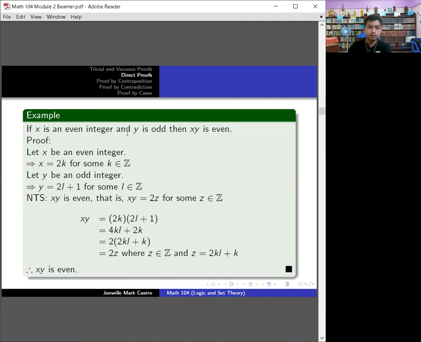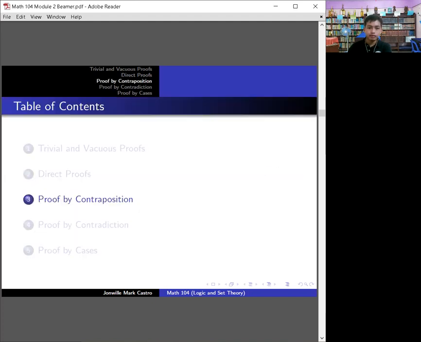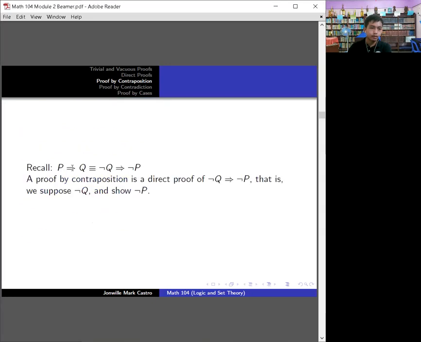Start ka sa assumptions mo, arrive at the conclusion. Okay. Next, proof by contraposition. So, kung maalala nyo dun sa rules of inference, recall natin, si P implies Q is logically equivalent to not Q implies not P. So, a proof by contraposition is a direct proof of not Q implies not P.